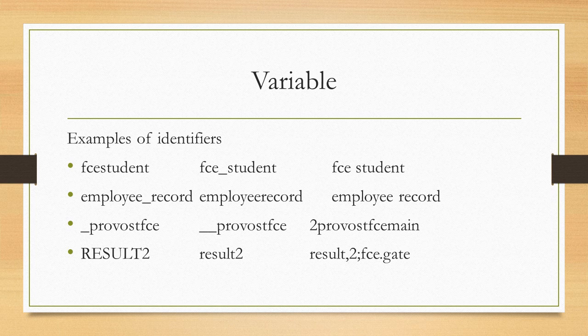Then the last one: result, comma, 2, semicolon, FCE dot get. We mentioned that we don't use punctuation, special characters, or symbols when naming a variable. So that makes this variable invalid. Right?